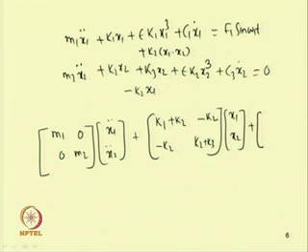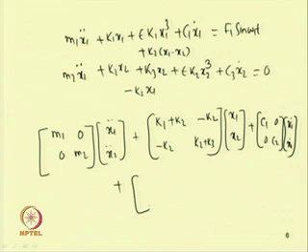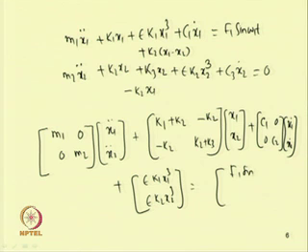So, plus the damping term also can be written: C1 0 0 C2 times x1 dot x2 dot. Then let us write the nonlinear terms. The nonlinear terms in the first equation become epsilon k1 x1 cube, and in the second equation epsilon k2 x2 cube. So, this will be equal to F1 sin omega 1 t and 0. So, this is the equation of motion of a nonlinear 2 degree of freedom system.